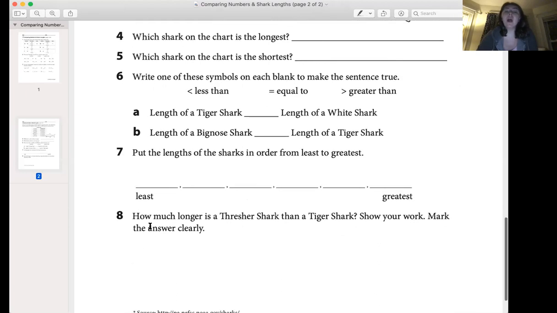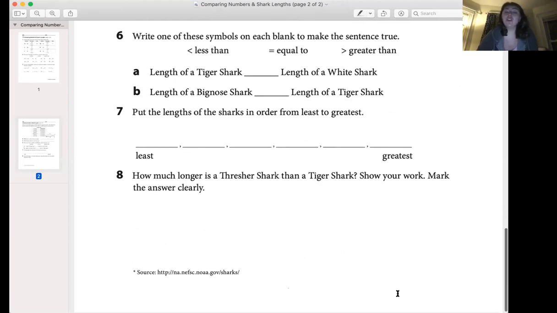And then they want to know, how much longer is a thresher shark than a tiger shark? Show your work and mark your answer clearly. So you can show your work here and then circle your answer, remember, at the end.